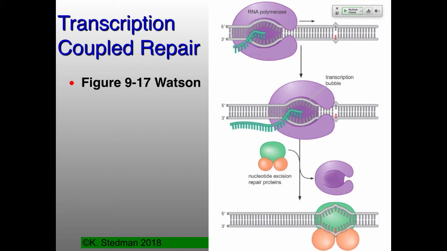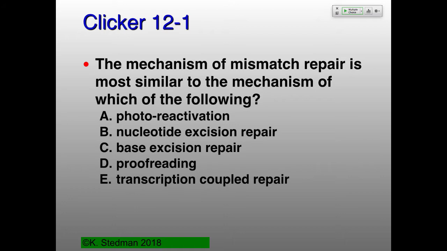Okay, now everyone's had time to get their clickers out, right? The mechanism of mismatch repair is most similar to the mechanism of which of the following? Photoreactivation, which is photolyase, nucleotide excision repair, base excision repair, proofreading, or transcription coupled repair.